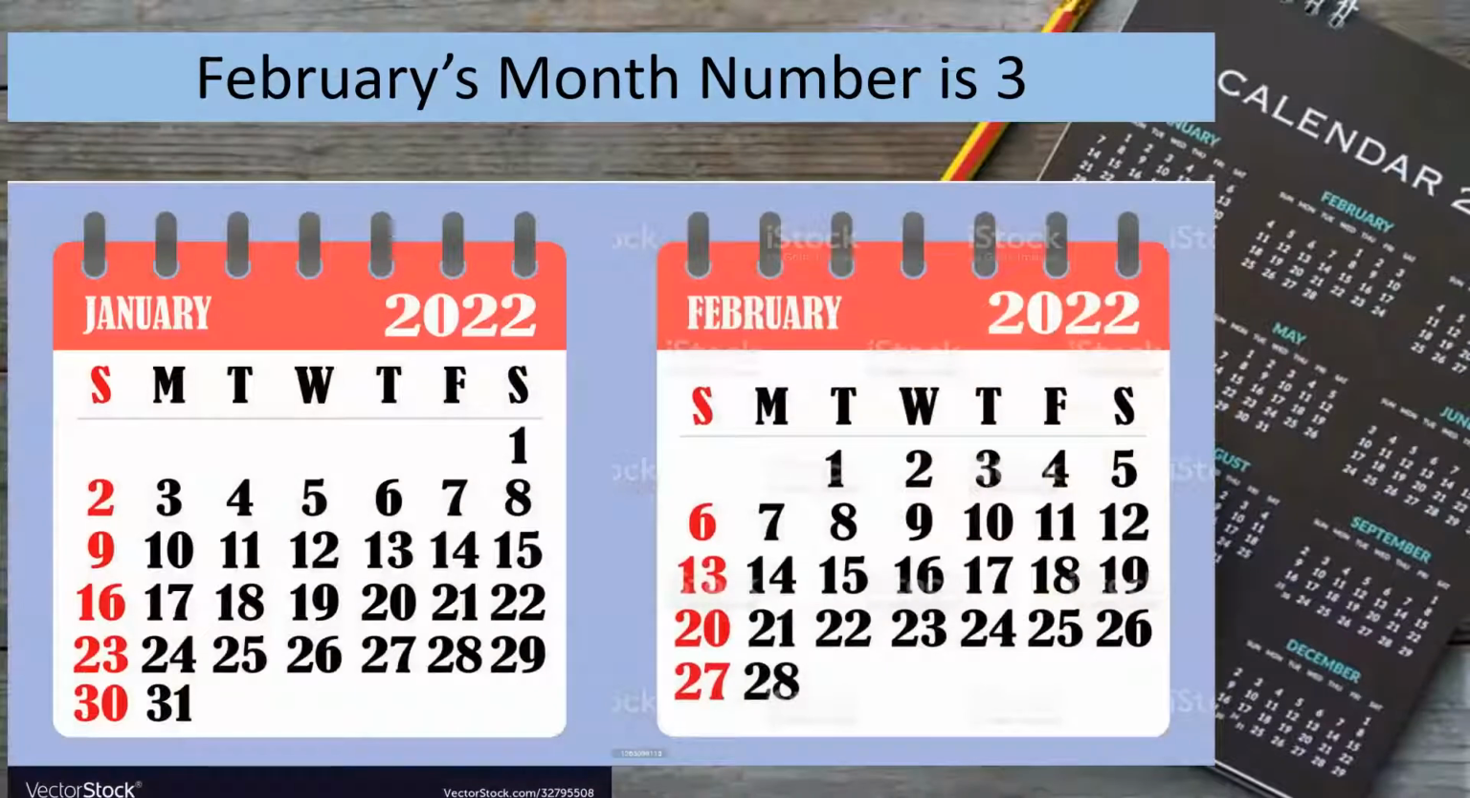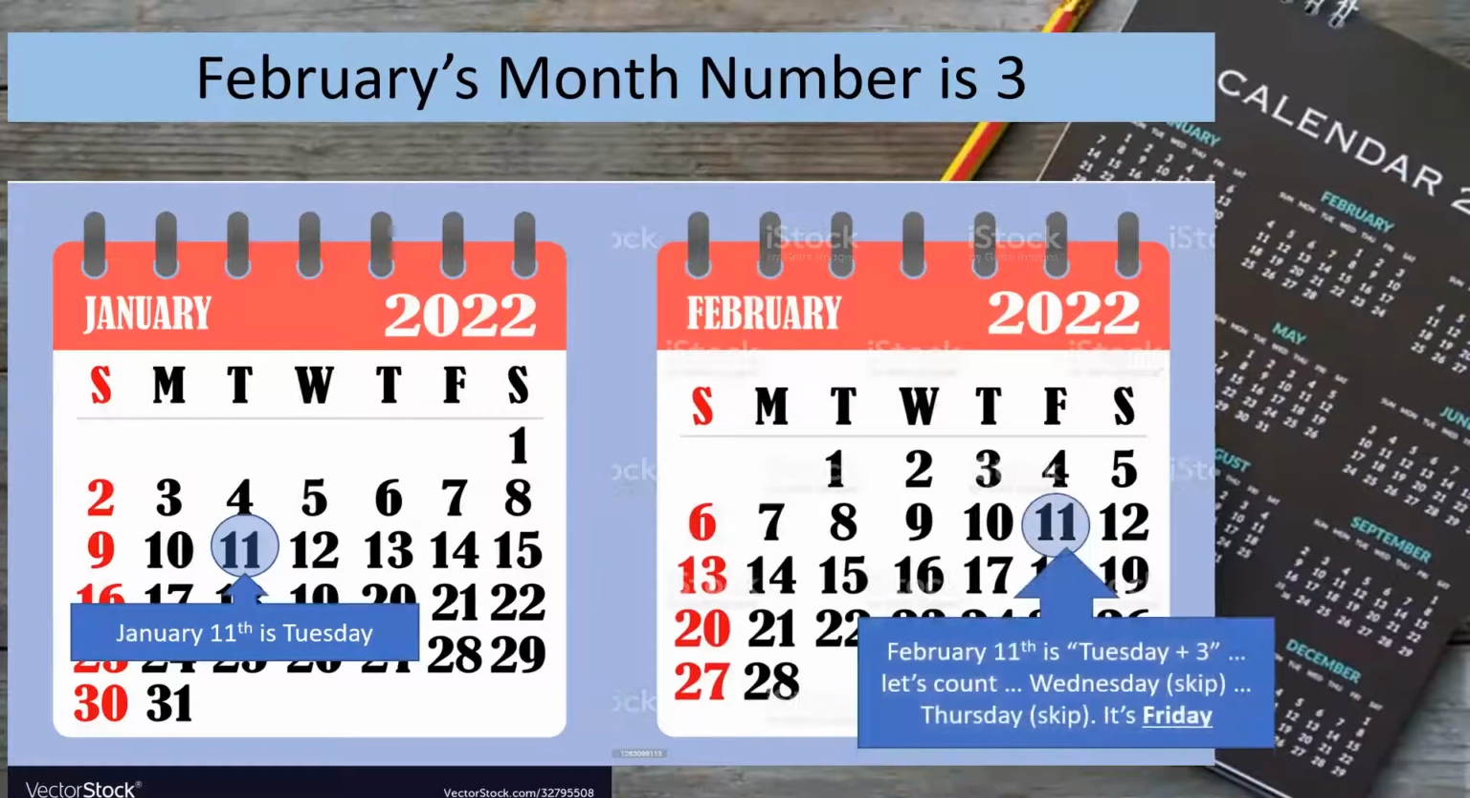Here are the calendars for January and February. Look at the 11th of January. It's a Tuesday. What day of the week would be the 11th of February? We said February's month number is 3. So if you know January is Tuesday, we could go to February by adding 3. So Tuesday plus 3, let's count. Wednesday, let's skip that. Thursday, let's skip that. Friday is the third day. So Friday is the day of the week for the 11th of February.